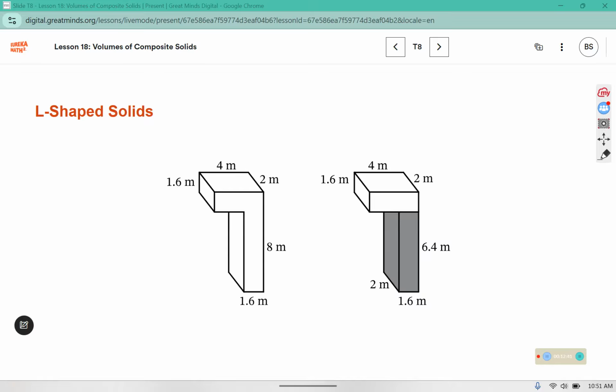Here it shows those separated out so you can see that the 1.6 and the 6.4 make up that full side length of 8.